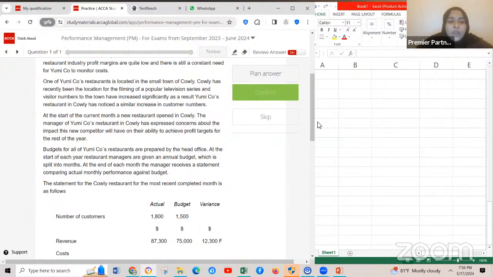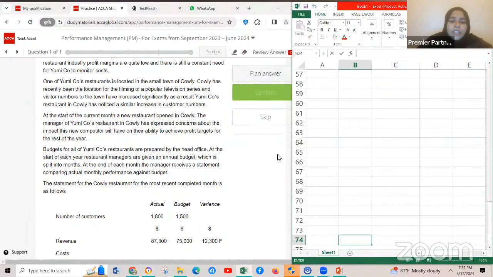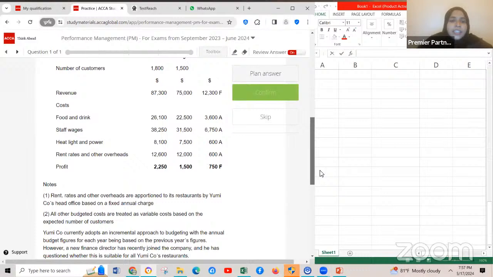Budgets for all of Yumiko's restaurants are prepared by the head office. At the start of each year, restaurant managers are given an annual budget, which is split into months. At the end of each month, the manager receives a statement comparing actual monthly performance against budget. The statement for Kavli for the recently completed month is as follows.